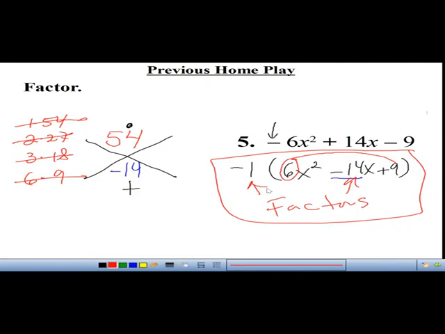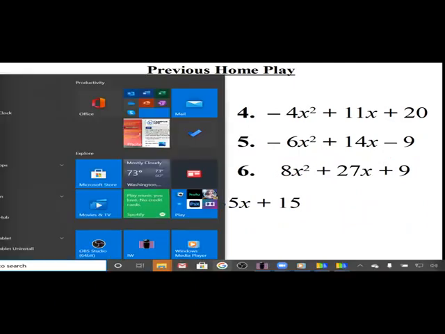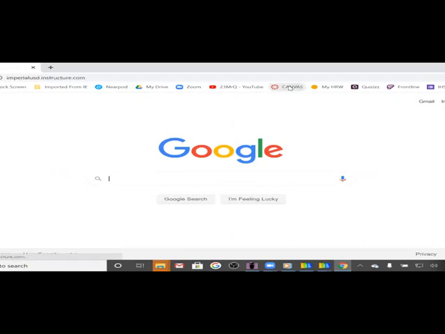All right, so before you turn it in, let me show you something really quick. Let me go to my Canvas. Here's Canvas.